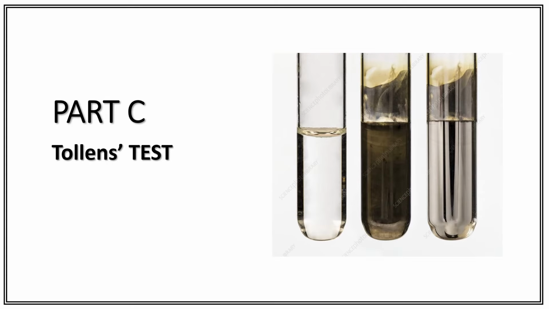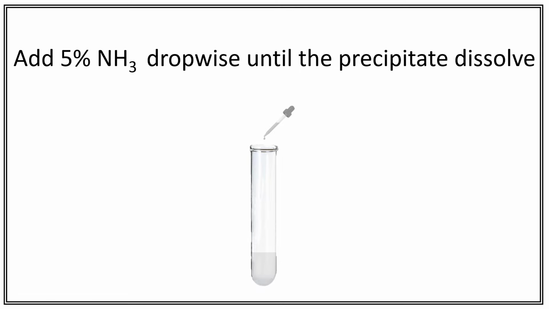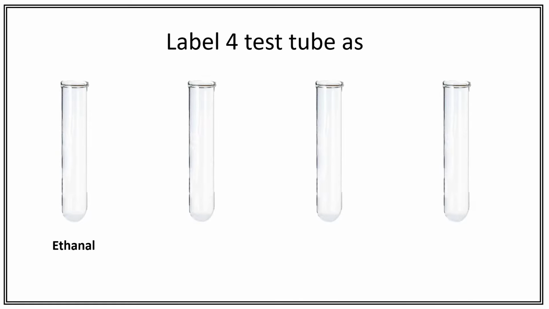Part C. Tollens test. Prepare Tollens reagent by adding 1 drop of 10% sodium hydroxide to 2 ml of 0.3 molar silver nitrate in a boiling tube. Add 5% ammonia dropwise until the precipitate dissolves. Label four test tubes as ethanal, benzaldehyde, propanone, and unknown Y.